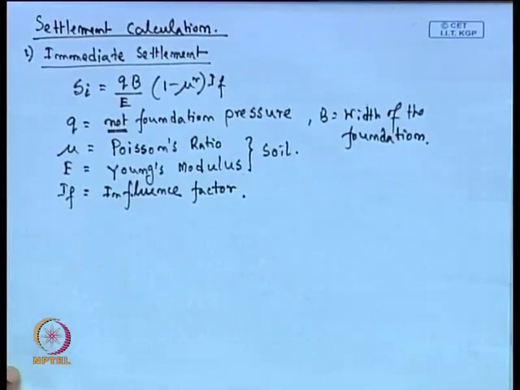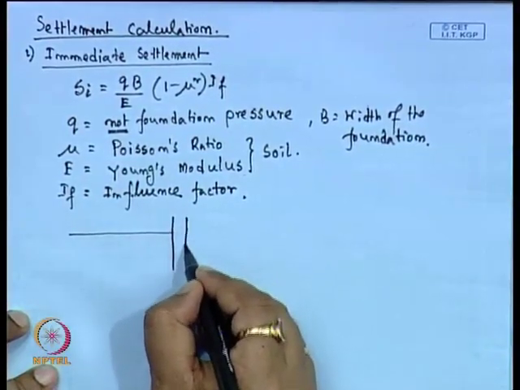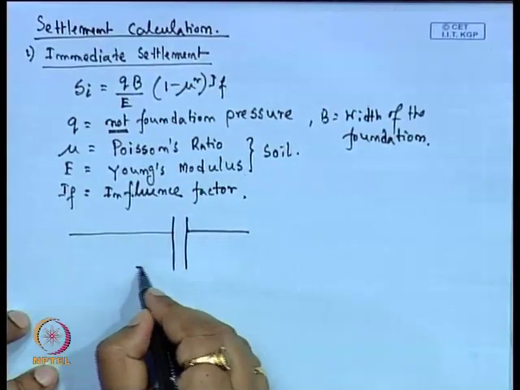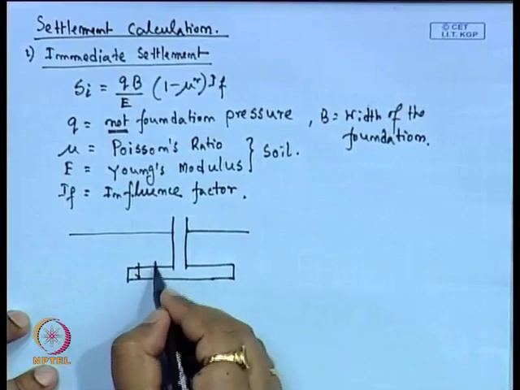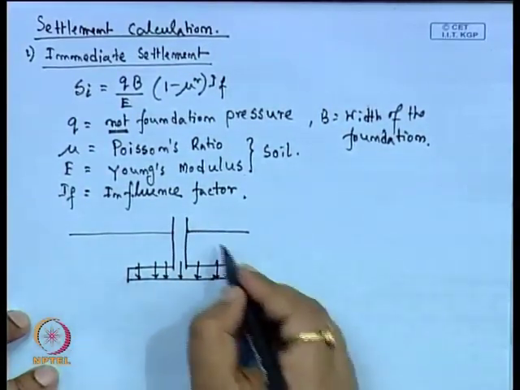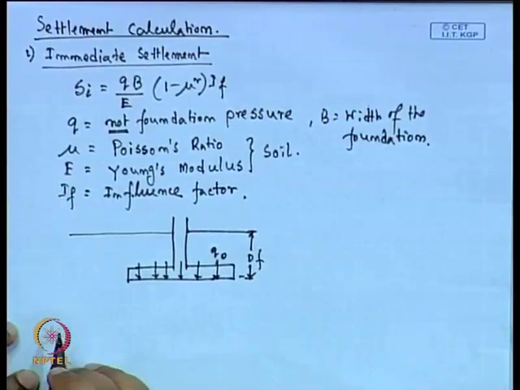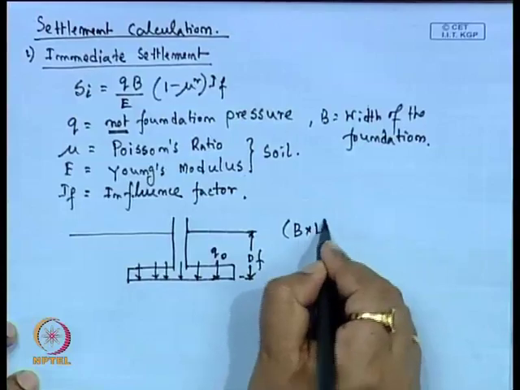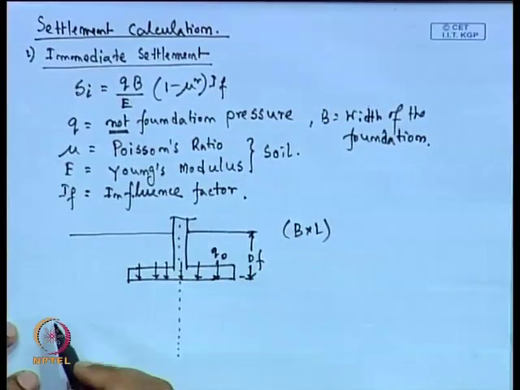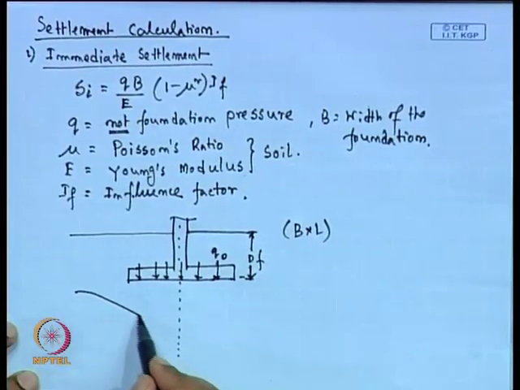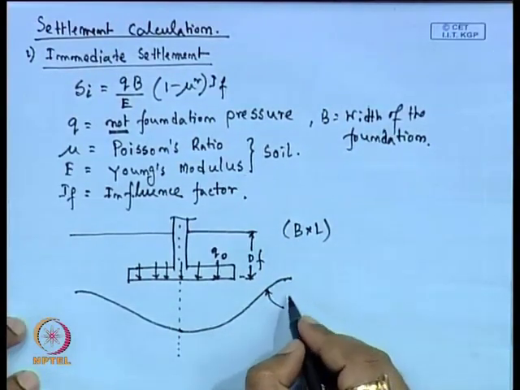Now, when you calculate this influence factor, first we want to draw the settlement response of the foundation after the application of loading for the different foundation types. So, suppose this is the application of load through the foundation, this is q0, and this is the depth of the foundation. Now, for the settlement profile, this is the B into L, say. Suppose this is the center, then the settlement profile would be more or less of this type, if it is a flexible type of foundation.